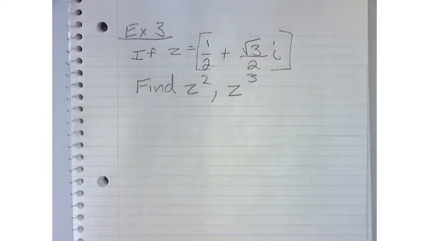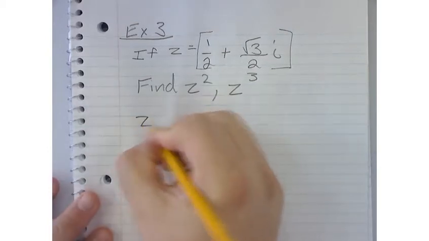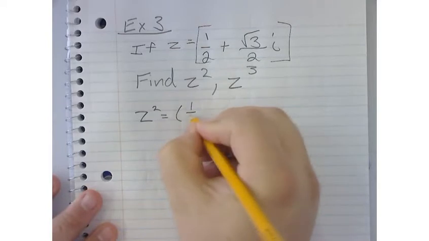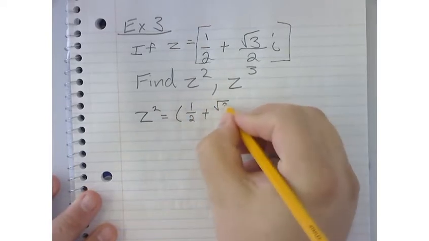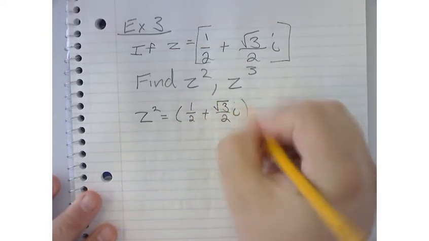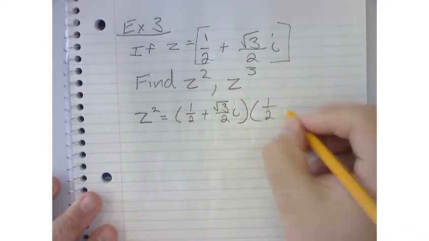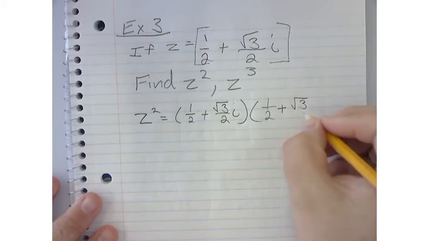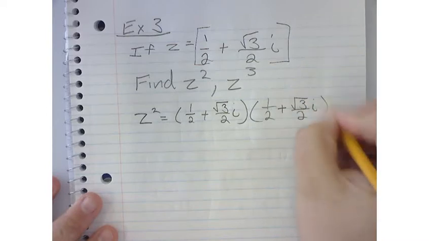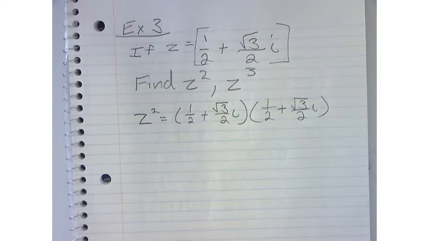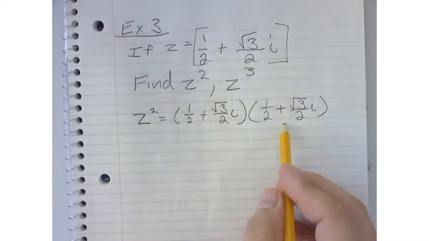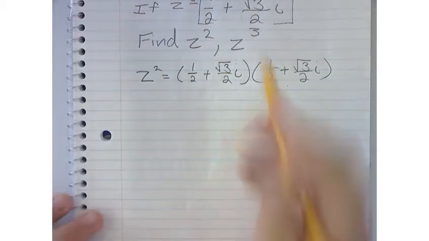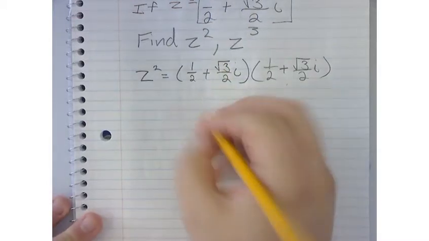Alright, so now z squared would be 1/2 plus the square root of 3 over 2i times 1/2 plus the square root of 3 over 2i, right? Because that's what it means to square something. Because this is z and this is z squared. You guys with me so far? Alright, so now what do I do? Multiply it out. So I'm going to use my grid.